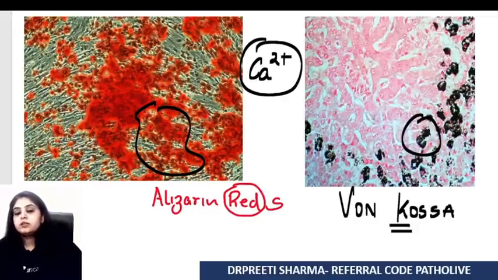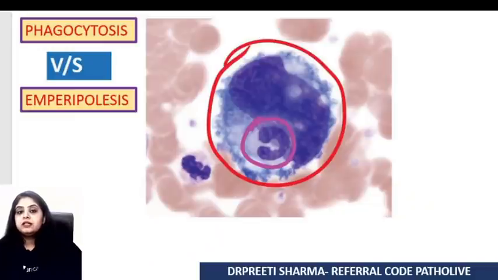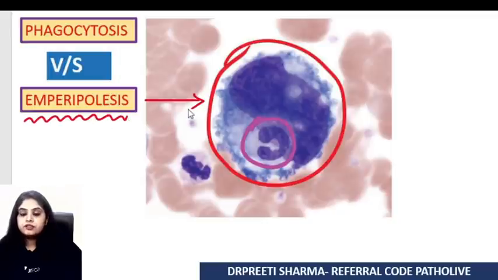And the next picture that we have is this in front of you. So this is obviously from the next chapter, that is inflammation, and over here you see there's a huge cell out here, and that huge cell has somewhere eaten up a smaller cell over here. This process is known as emperipolesis.